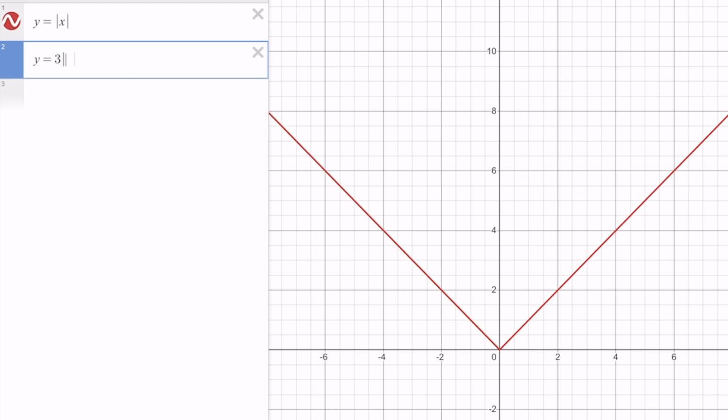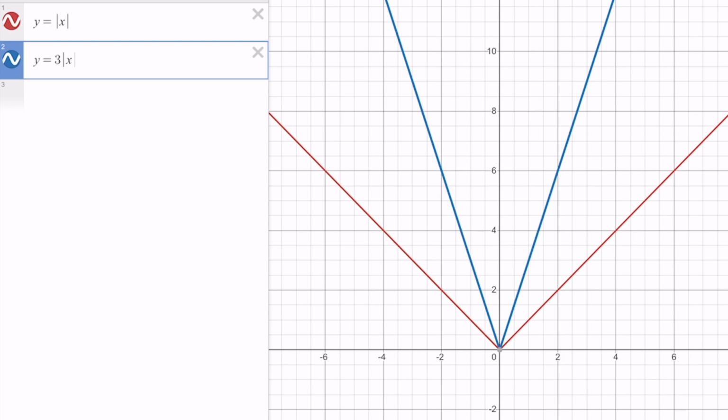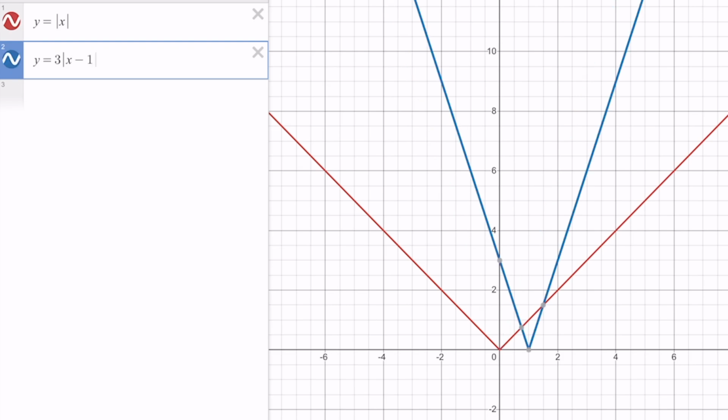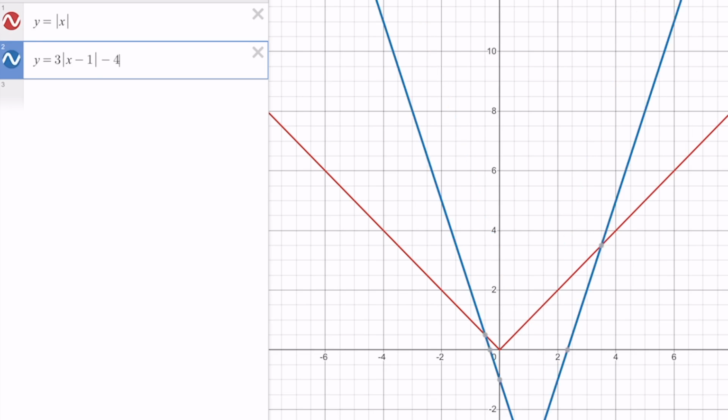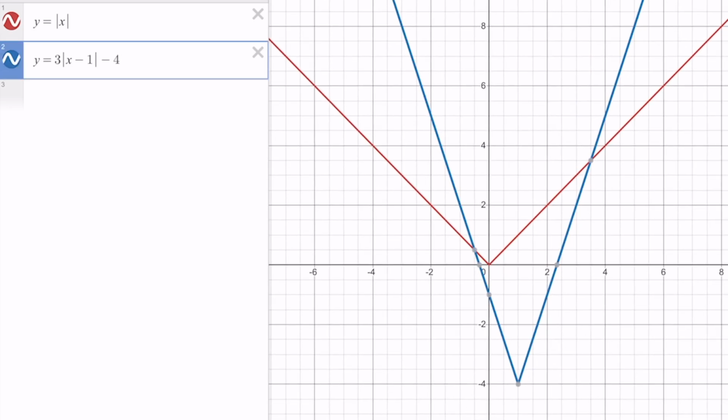We have this 3 multiplied by the absolute value of x minus 1. So notice it's already a little stretched compared to before because of that 3. Notice how the vertex moved to the right 1 unit because of that minus 1 we just put in. And then outside here, if we put a minus 4, notice that the vertex is moving down. So that h comma k lets us know that the new vertex, at least for this particular function, is 1 to the right and 4 down.